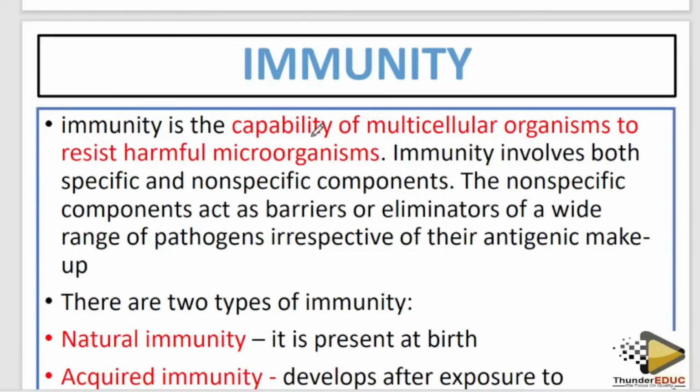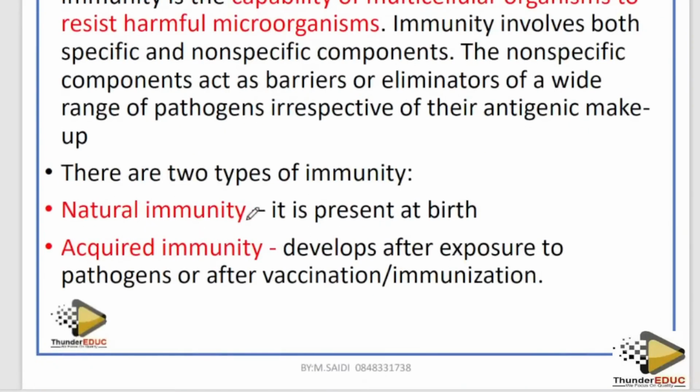It is the capability of a multicellular organism to resist harmful microorganisms. That is immunity. So you have what you call natural immunity, which is present when someone is born. And then you have what we call acquired immunity, which develops after exposure to a pathogen.